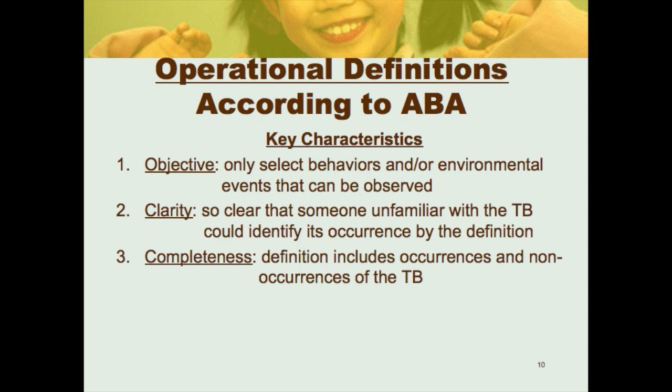Hopefully those examples have shown you why it is so important to properly operationally define behavior. The 3 key characteristics of operational definitions are objectivity, which means you only select behaviors or environmental events that can be directly observed. Second, clarity means that the operational definition is so clear that someone unfamiliar with the target behavior could identify its occurrence by just reading the definition. Finally, completeness means that the definition includes the occurrences and non-occurrences of the target behavior.